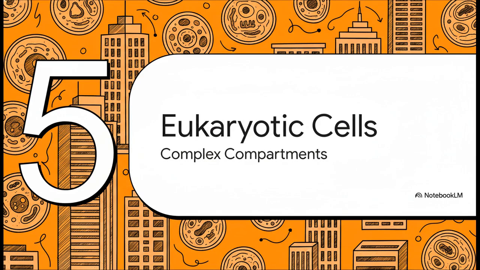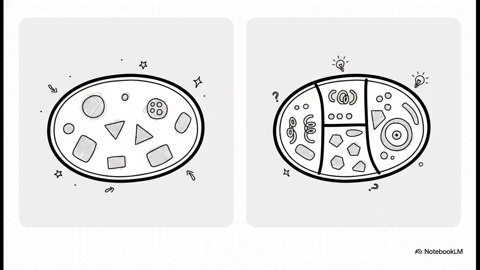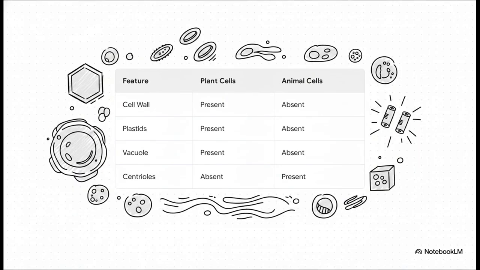Section 5. Eukaryotes, complex compartments. While prokaryotes are kind of like a giant open-plan warehouse, eukaryotic cells, which make up plants, animals, fungi, and protists, feature extensive compartmentalization. They use membrane-bound organelles to basically create specialized rooms for different chemical reactions. They possess a highly organized membrane-bound nucleus to protect their genetic material, plus complex structures like the endoplasmic reticulum, Golgi complex, and mitochondria. But even within the eukaryotic empire, there's significant diversity.